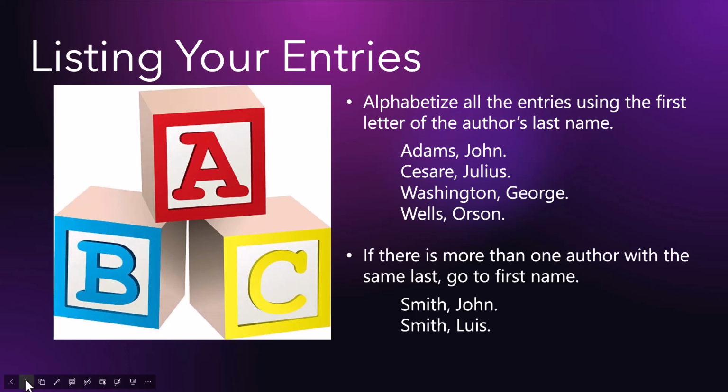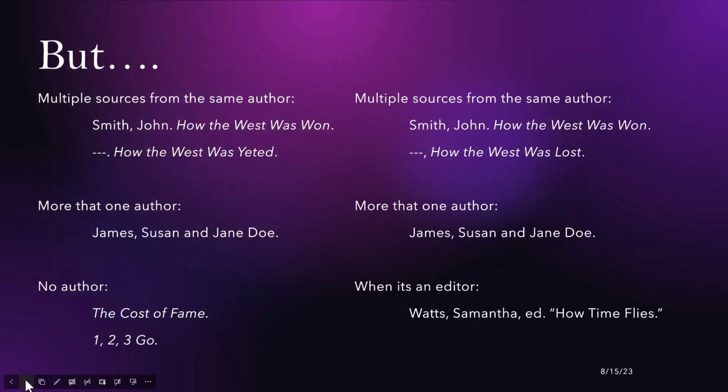On the works cited page, we alphabetize all the entries based on the first word of the entry. Most of the time, that will be the author's last name, but of course there are many possible variations. Most notably, if the resource has no author, the title will be the first word. In this case, ignore any articles such as a or the.